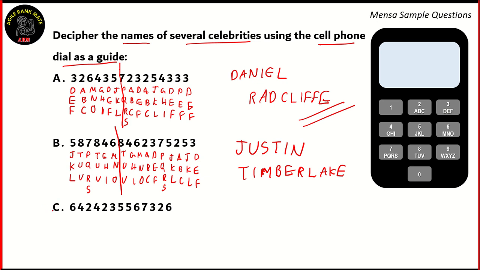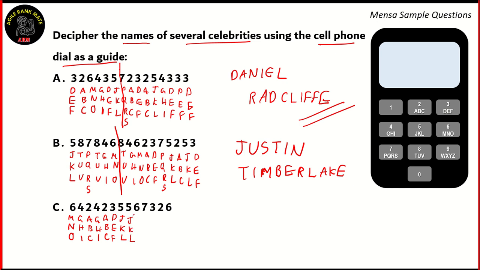Now let's look at C, which is the final code for this particular question. We have 64, 24, 23, 55, 67, 326. So 6 would stand for M, N, O. 4 would stand for G, H, I. 2 would stand for A, B, C. 4 would stand for G, H, I. 2 would stand for A, B, C. 3 would stand for D, E, F. 5 would stand for J, K, L.